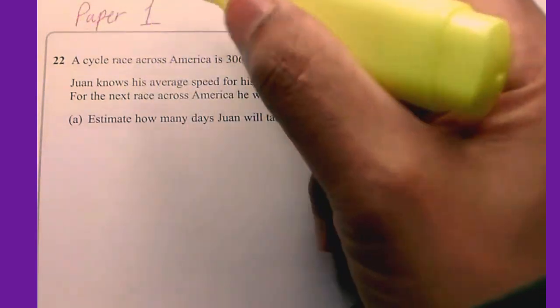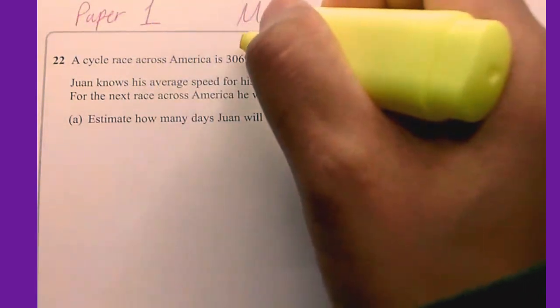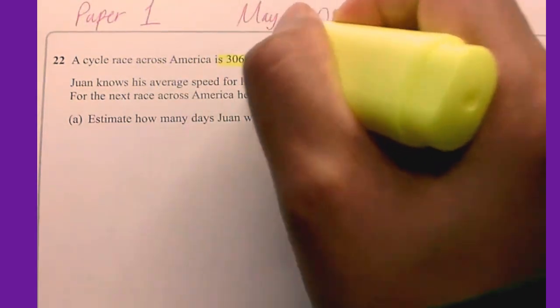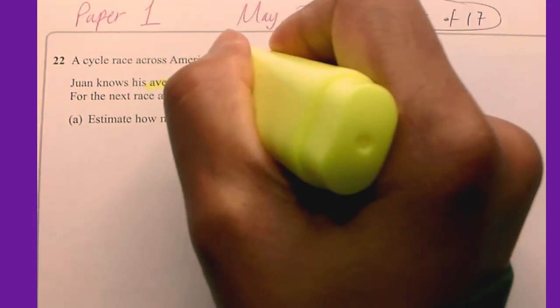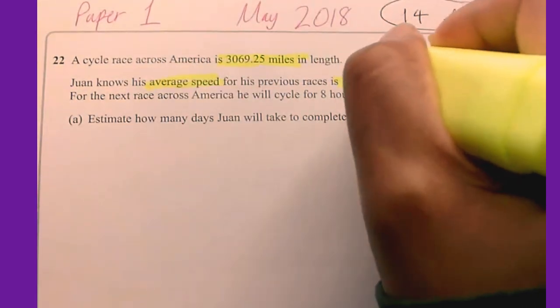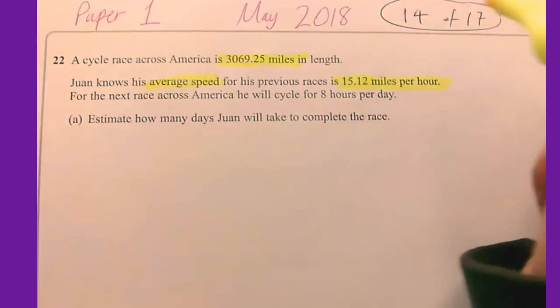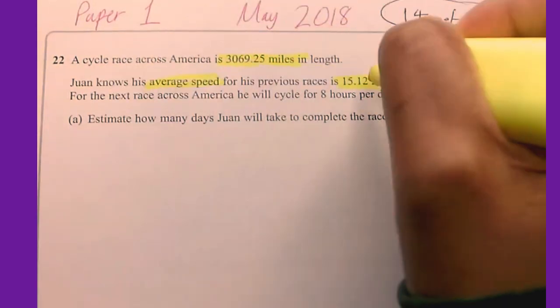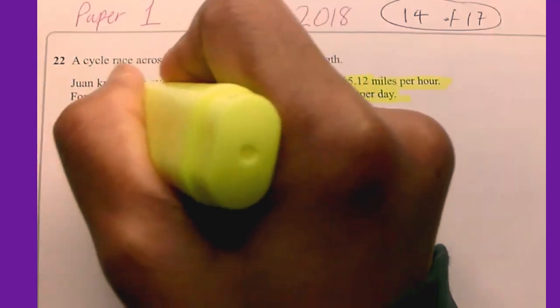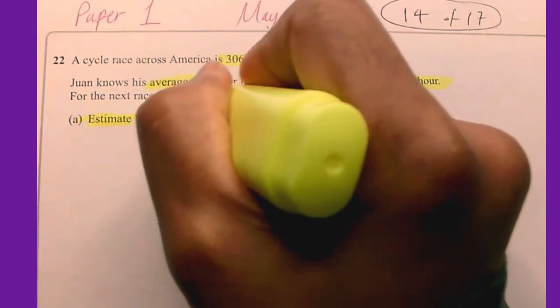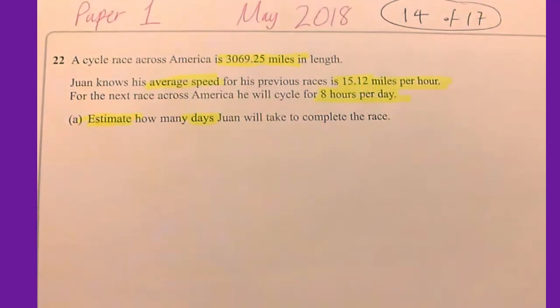So a cycle race across America is 3,000 miles in length. Juan knows his average speed for his previous races is 15 miles per hour. For the next race across America, he will cycle for 8 hours per day. Estimate how many days he will take to complete the race.